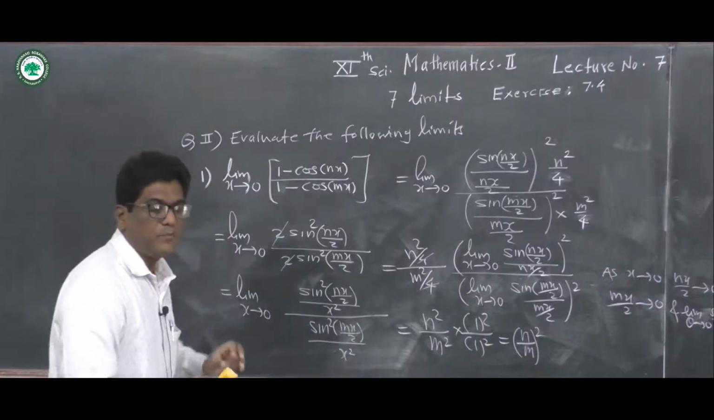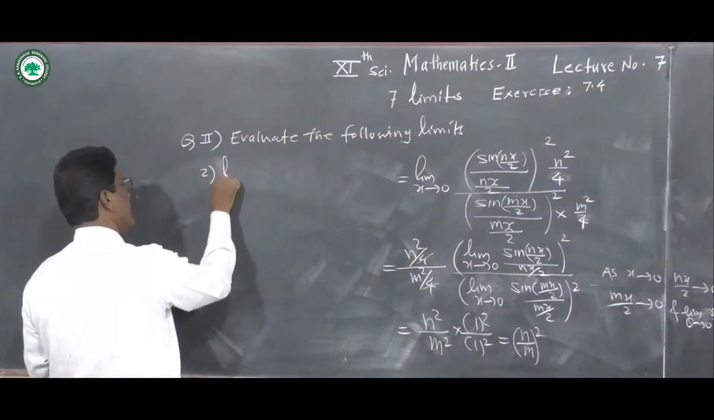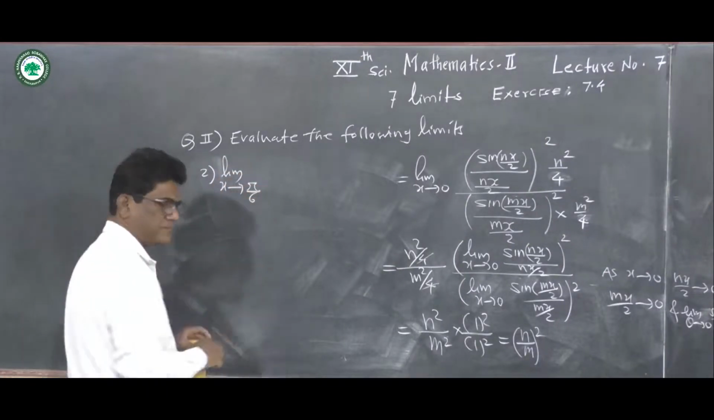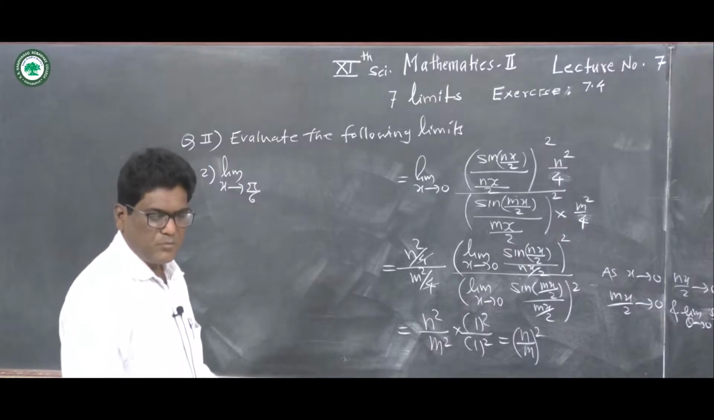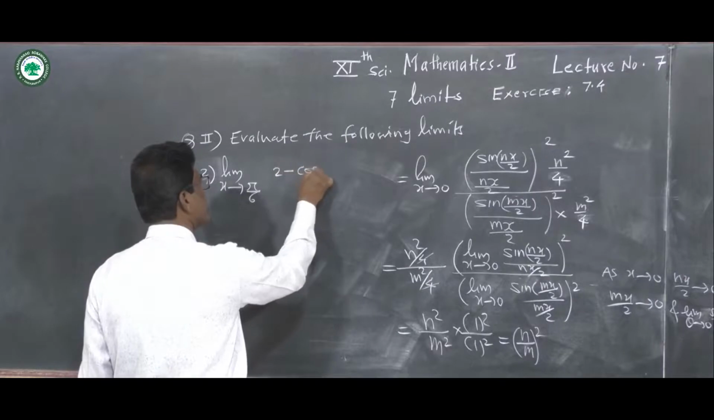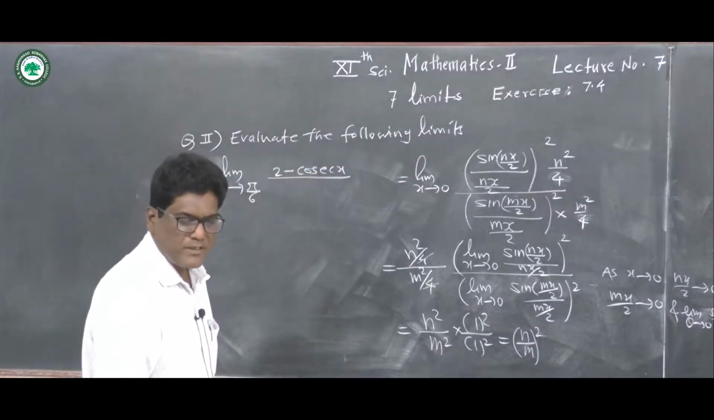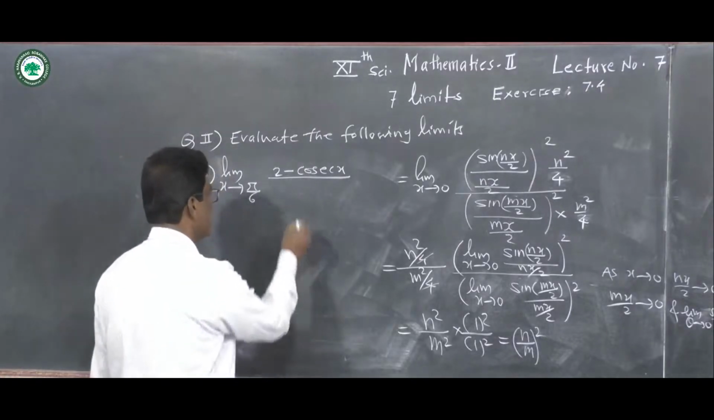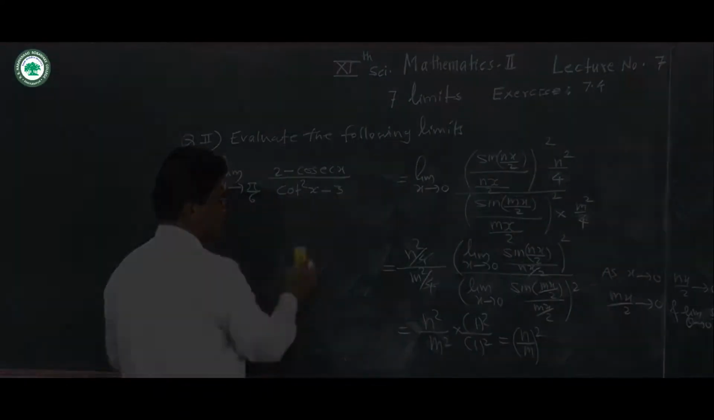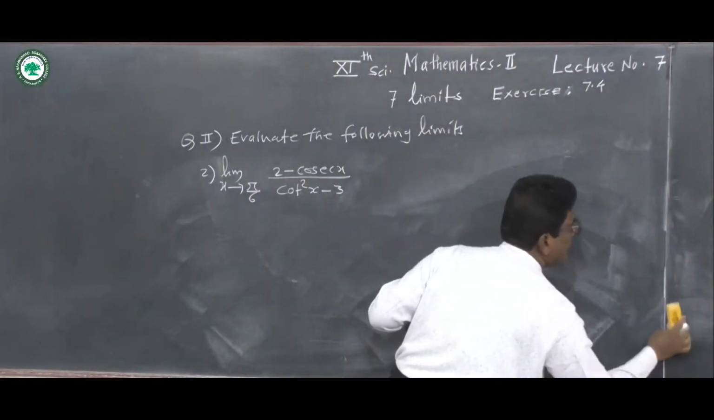Second problem here: limit as x tends to pi by 6 of (2 minus cosec x) divided by (cot square x minus 3). Now, in the paper, first we have seen fundamental identities.